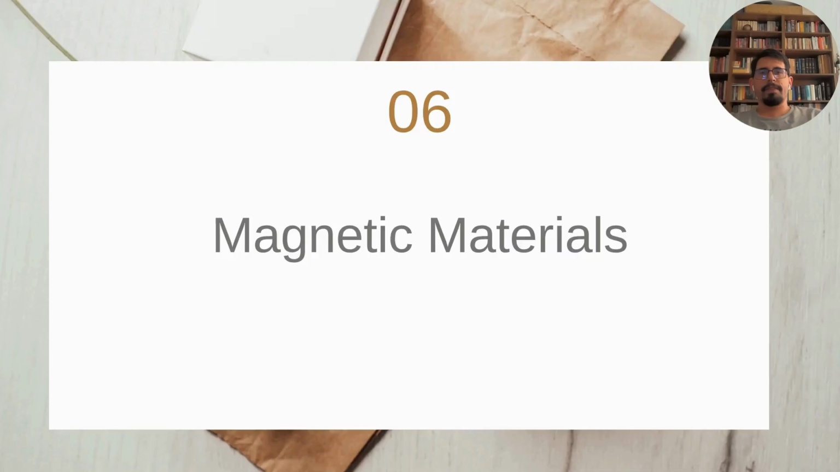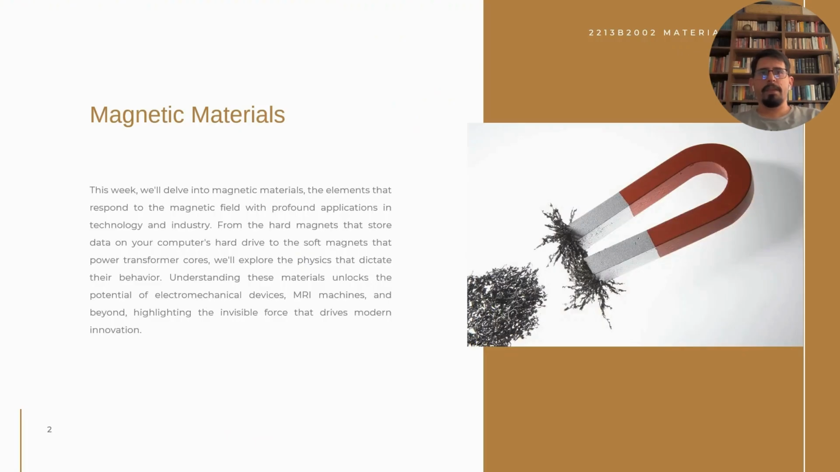Welcome to Chapter 6. In this chapter, we are going to talk about magnetic materials, the special class of materials that respond to magnetic fields in fascinating ways. From the hard magnets in your computer's hard drive that help store digital data to the soft magnets that operate quietly inside transformers, motors, and MRI machines, magnetic materials are everywhere.